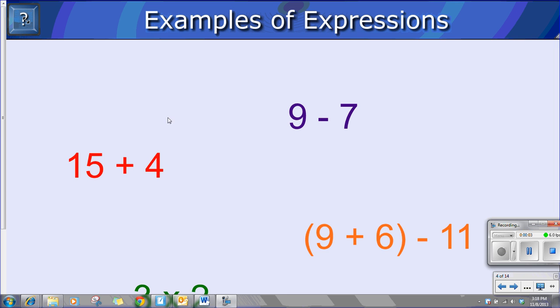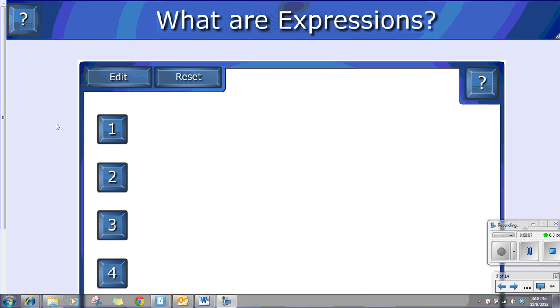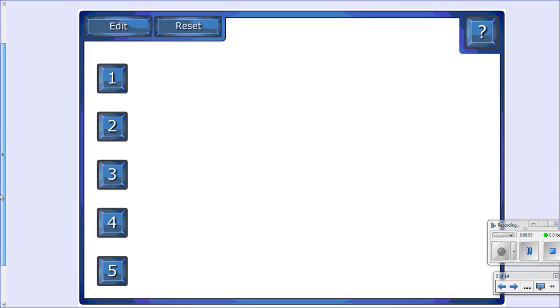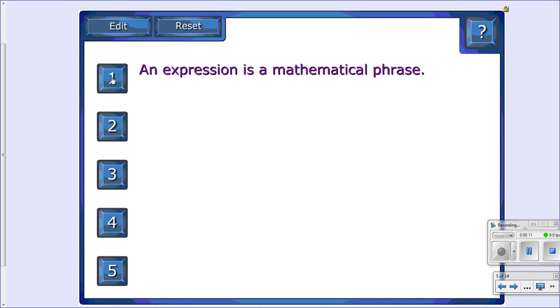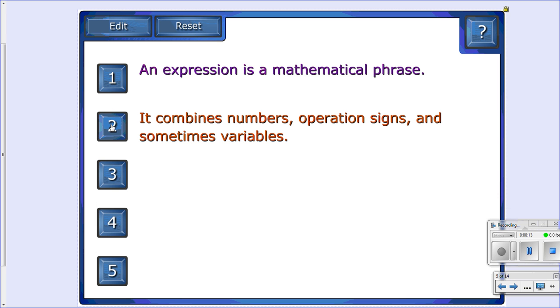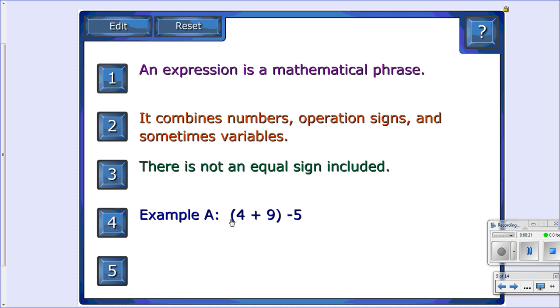Expressions. Here are some examples of expressions where you notice we do not have any equal signs. What are expressions? An expression is a mathematical phrase. It combines numbers, operations, and sometimes variables. There's not an equal sign included. Example A, this would be the sum of 4 plus 9 minus 5.